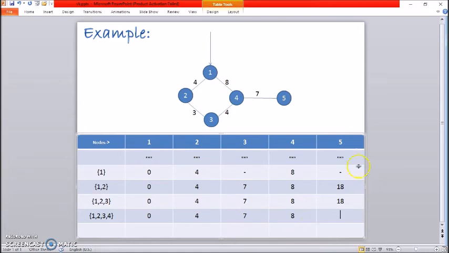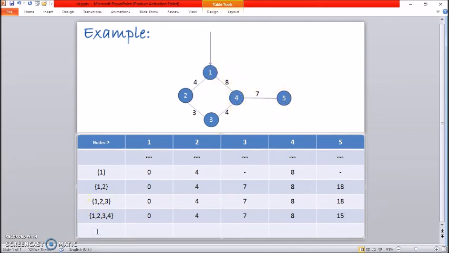Now the distance of node 5 when we visit node number 4 will be 8 plus 7, that is 15, which is less than the previously mentioned distance 18. So the minimum distance from node 1 to node 5 will be 8 plus 7, which is 15. We did not take this earlier because we hadn't visited node number 4, but now we have visited node number 4, so the distance will be 8 plus 7, 15.